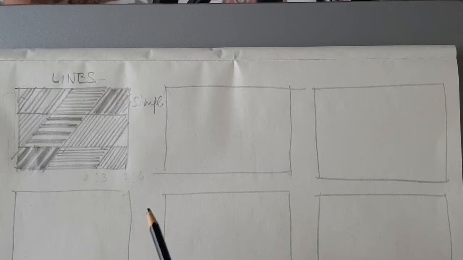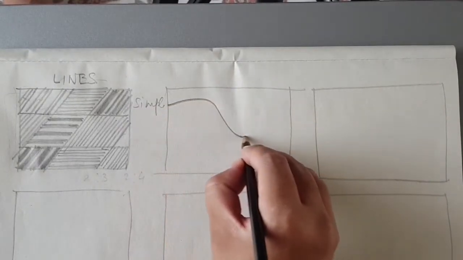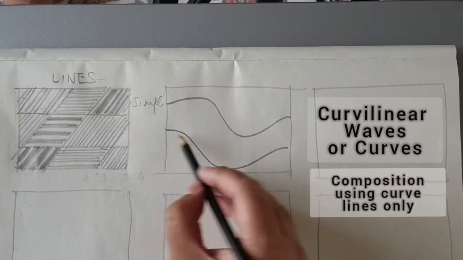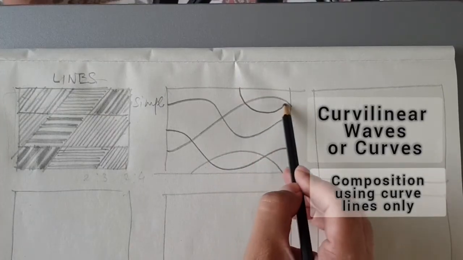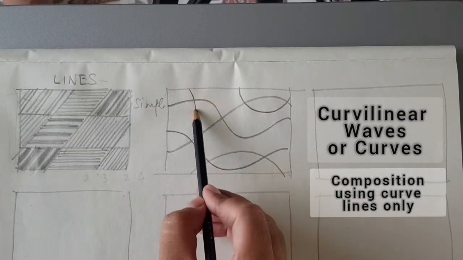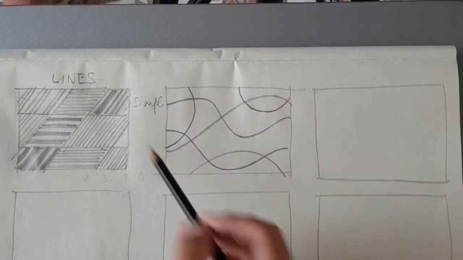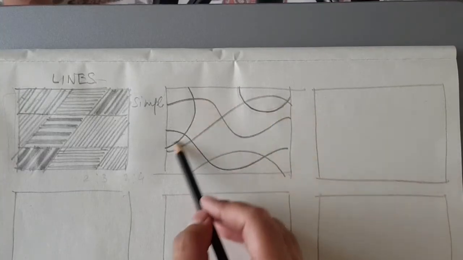Now in another example, we will use a different type of curvilinear lines, or maybe wave lines, or waves as we call them, and we will try to create a composition which is very simple, but at the same time you are going to think about the kind of areas that you develop. In this case, we have used 2 semicircles.